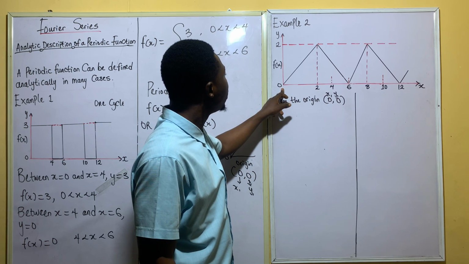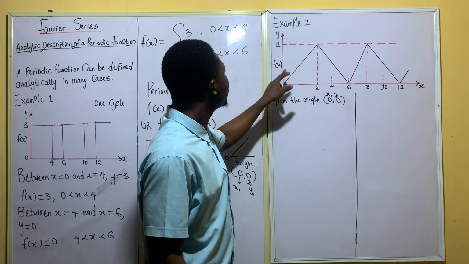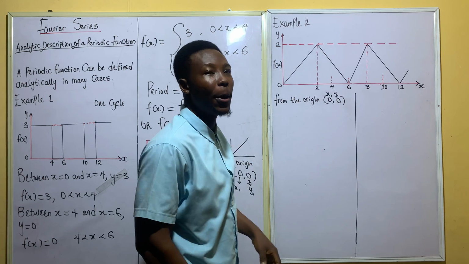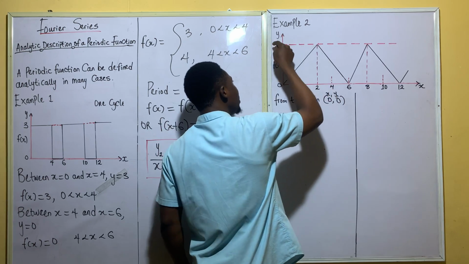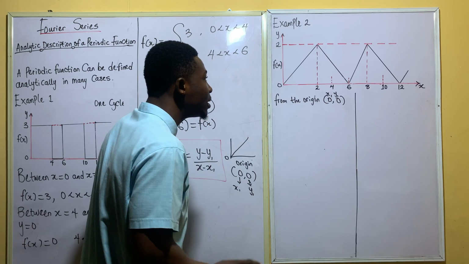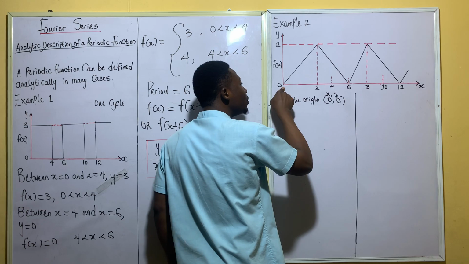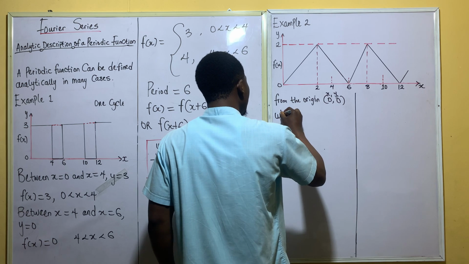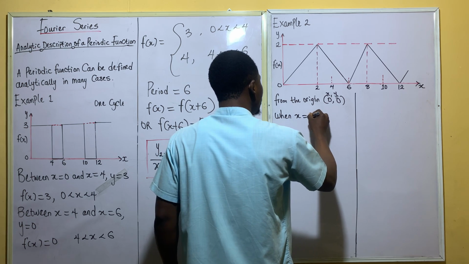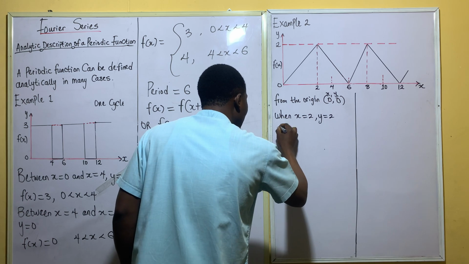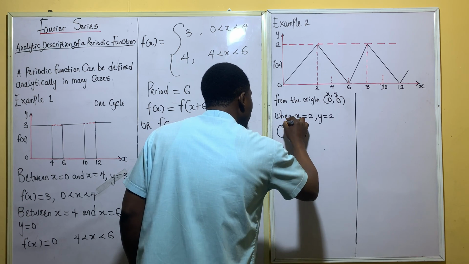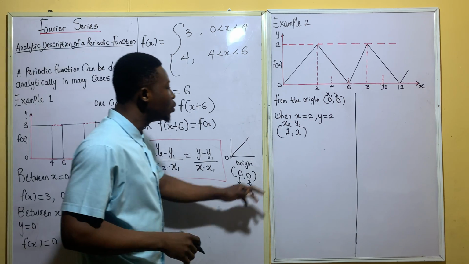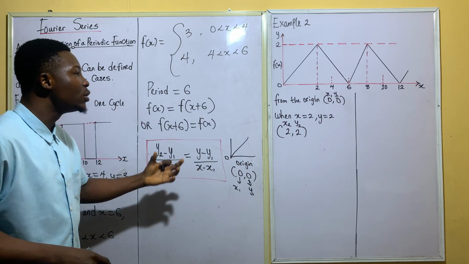Now, if you notice, when this is 0, 0, when x is 2, y is also 2. Look at that, when x is 2, y is also 2. If you notice that very well, apart from it starting from the origin, when x is 2, y is also 2. So we now have 2, 2. So this is our x2 and this is our y2. All right. So we're going to put this into this formula to find the equation.